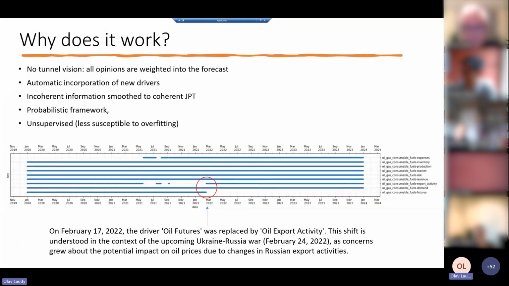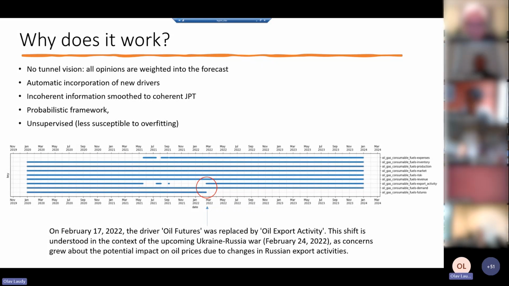In this slide, I will try to argue why the method works. Our main understanding is that such an approach frees you from tunnel vision. All different opinions, contrarian or not, are weighted into the forecast, both the causal relationships as well as into the forecasts for the drivers. Another interesting aspect is the automatic incorporation of new drivers. As we compute the network every day, we ask the data collection system to provide the most mentioned drivers for the target. If a driver suddenly gets a lot of media attention, it might suddenly show up as a driver where another driver drops out.